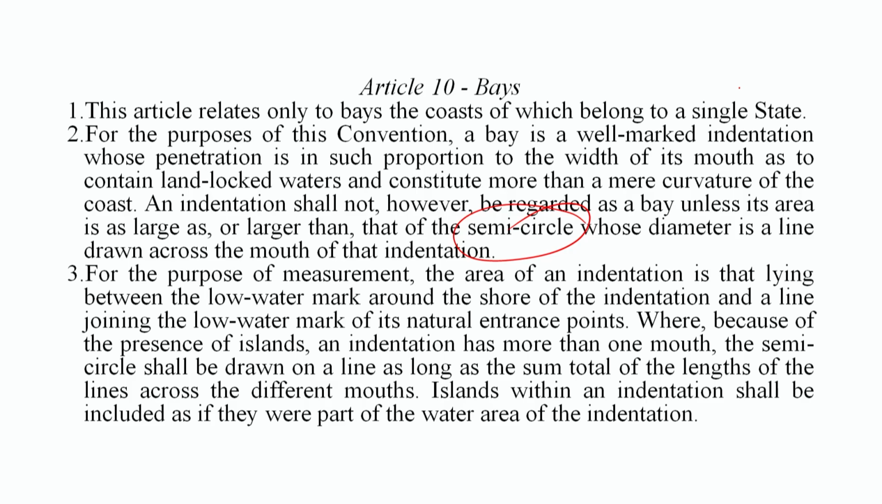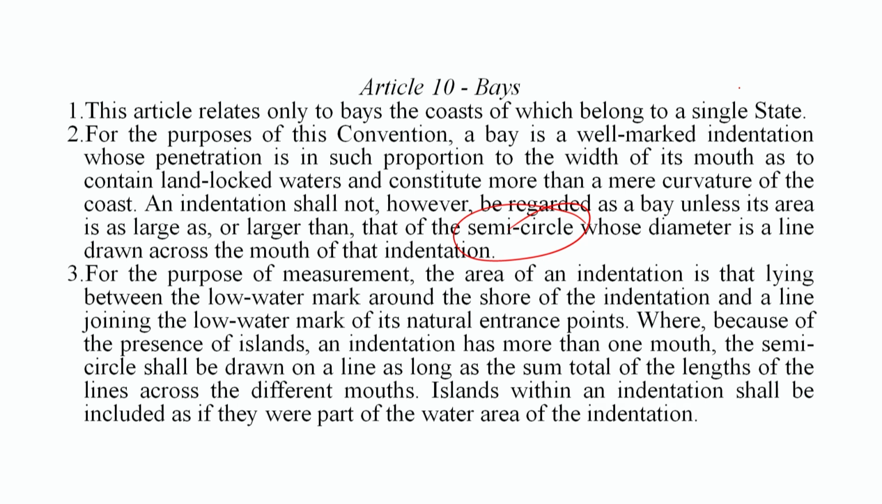Next, for the purpose of measurement, the area of an indentation is that lying between the two low water marks around the shore of the indentation and a line joining the low water marks of its natural entrance points. Where, because of the presence of islands, an indentation has more than one mouth, the semicircle shall be drawn on a line as long as the sum total of the lengths of the lines across the different mouths. Islands within an indentation shall be included as if they were part of the water area of the indentation.